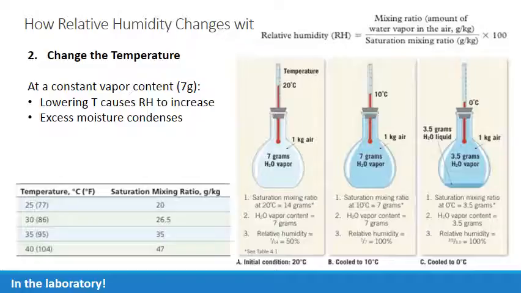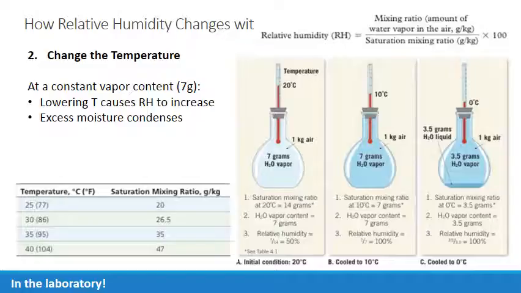When the flask is cooled to 0 degrees C, the air is saturated at 3.5 grams of water vapor per kilogram of air. Because this flask originally contained 7 grams of water vapor, 3.5 grams of water vapor will condense to form liquid droplets that collect on the walls of the container. In the meantime, the relative humidity of the air inside remains at 100%.